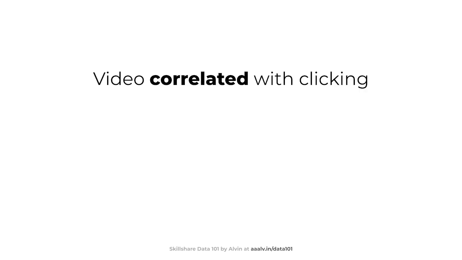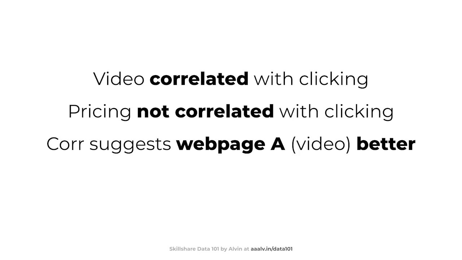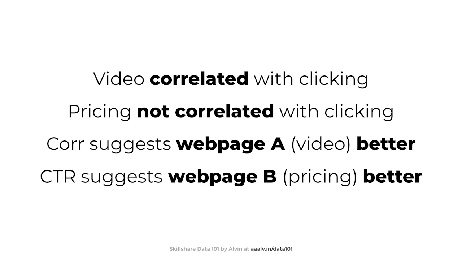In sum, here are our initial conclusions. We first examined the correlations and found that video watching and clicking are highly correlated. We also found that pricing reading and clicking seem weakly correlated. This suggests that the video, or Webpage A, is more effective. However, we computed click-through rate and found that Webpage B has a higher click-through rate. We sanity checked all of our calculations so far. So why the discrepancy? This sounds like a contradiction we'll need to resolve.